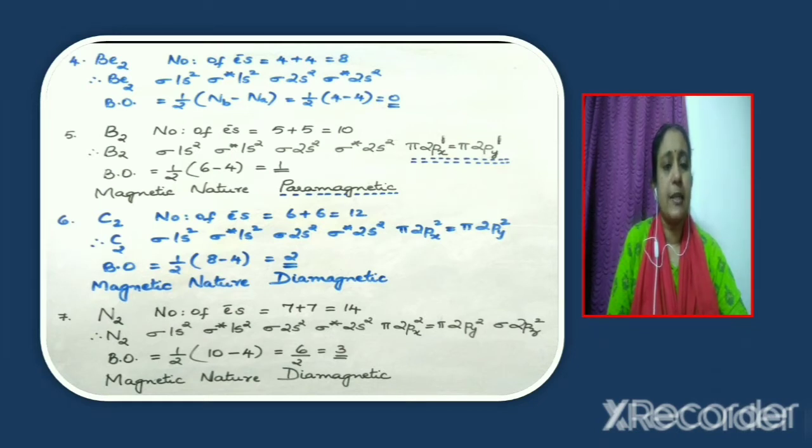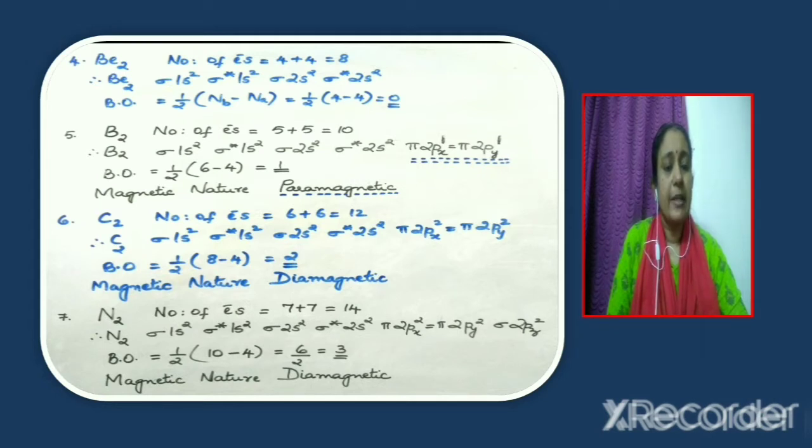Now, consider the next molecule B2. Total number of electrons is equal to 10. And what is the electronic configuration? Sigma 1s2, sigma star 1s2, sigma 2s2, sigma star 2s2, pi 2px1 equal to pi 2py1. Now what is bond order equal to? It is equal to half of 6 minus 4, which is equal to 1.